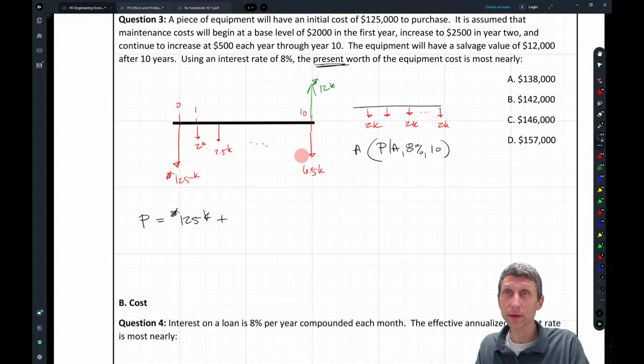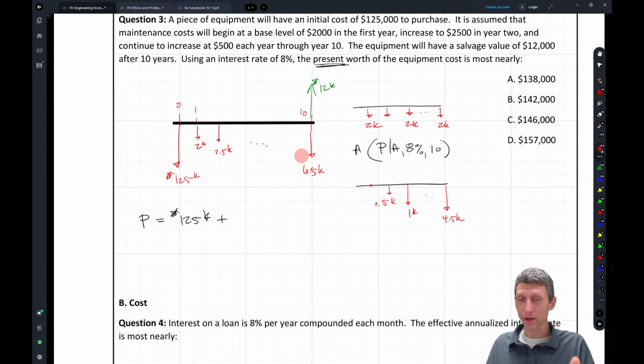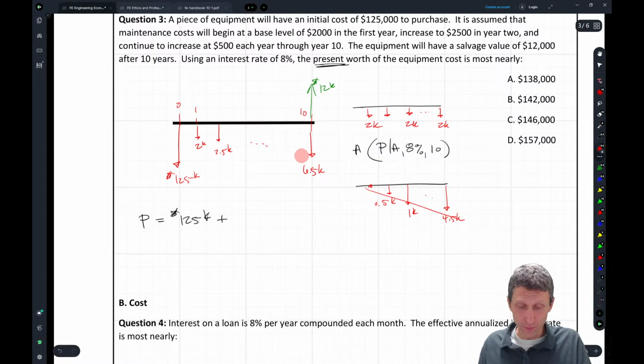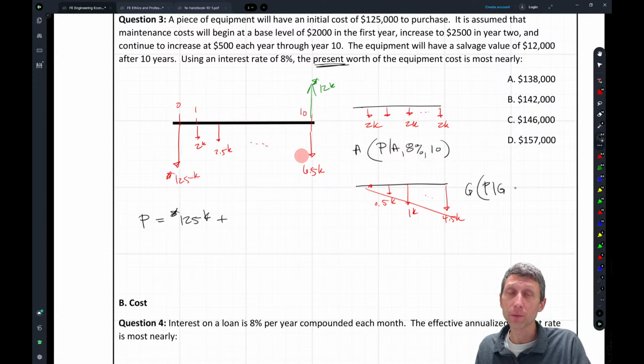And you might be thinking, well, what do you do with the 500? What we do with the 500 is we say that's a gradient. We're going to start with 0.5K, since we're using thousands here, and then go to 1K, and then all the way up to essentially 4.5K at the end. So this is where we have that gradient that starts and moves up as we go. So this one, we want a present given a gradient, right? Our G value is the gradient of $500. We want a present given a gradient at 8% over a 10-year period.